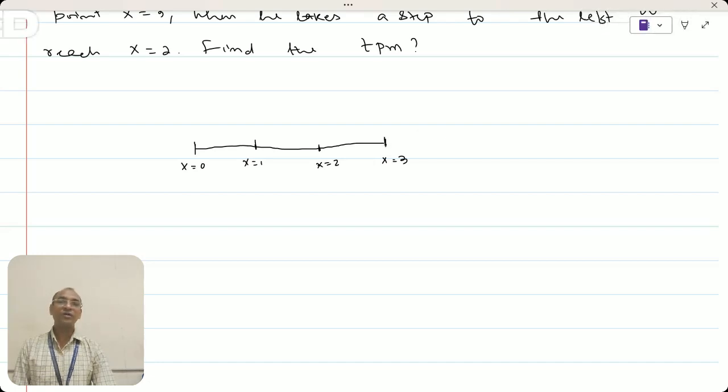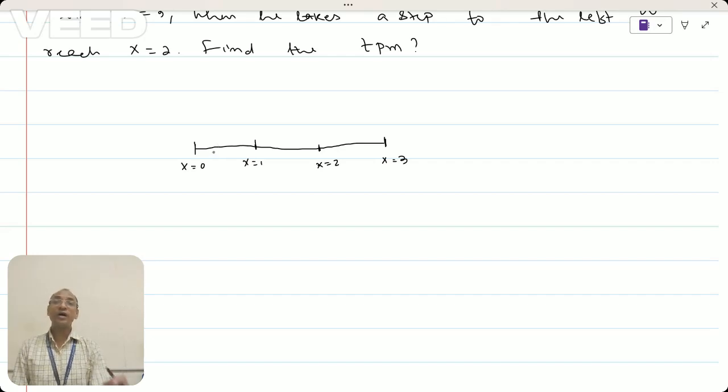The only option is he has to move to x equal to 2 if he is at x equal to 3. Similarly, when he is at x equal to 0, he has only one option, to move to x equal to 1. So this is the simple explanation of this.